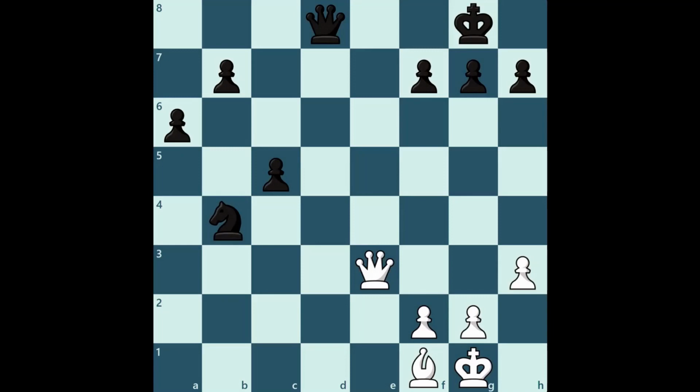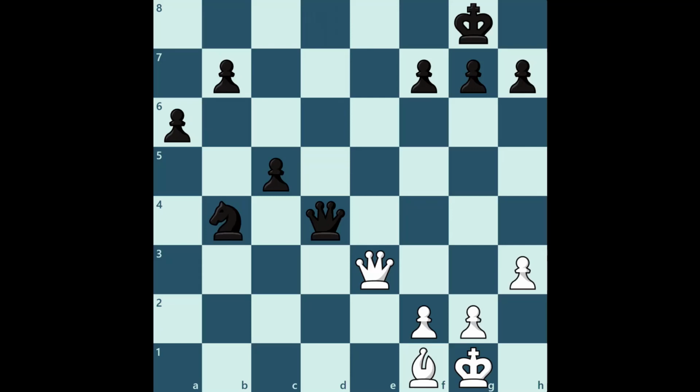Black is currently up 3 pawns, so Black decides to offer a trade of queens, thinking it will be easier to win the game without having to deal with White's queen. Black didn't consider what the queen was doing on the 8th rank. Can you find White's best move?